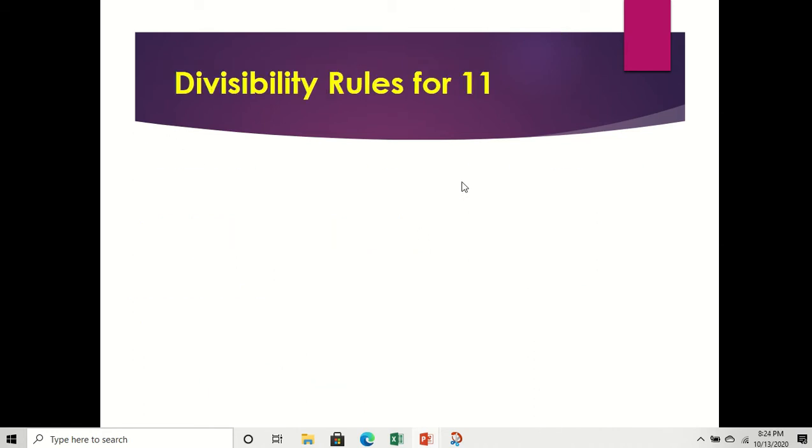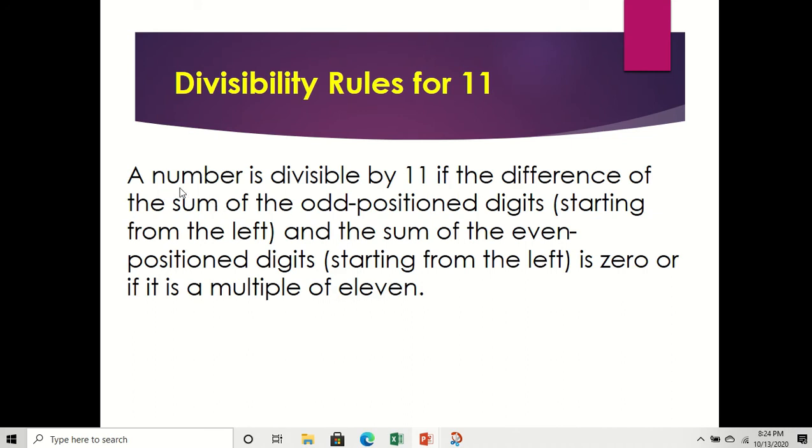Divisibility rules for 11 states a number is divisible by 11 if the difference of the sum of the odd position digits starting from the left and the sum of the even position digits also starting from the left is 0, or if it is a multiple of 11.